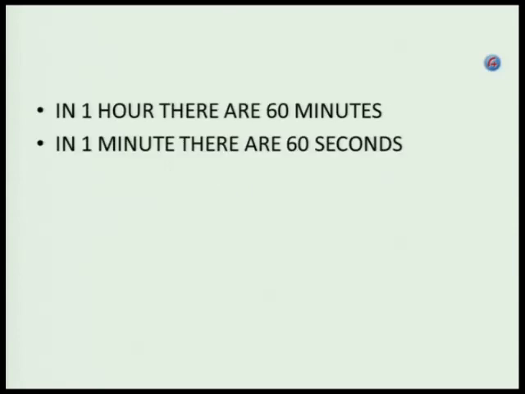This is a lesson about elapsed time and how to calculate elapsed time. It is very important that you always remember that in 1 hour there are 60 minutes and that in 1 minute there are 60 seconds. Because when we are working with conversions and we are doing it with time, it must be done in terms of these numbers.